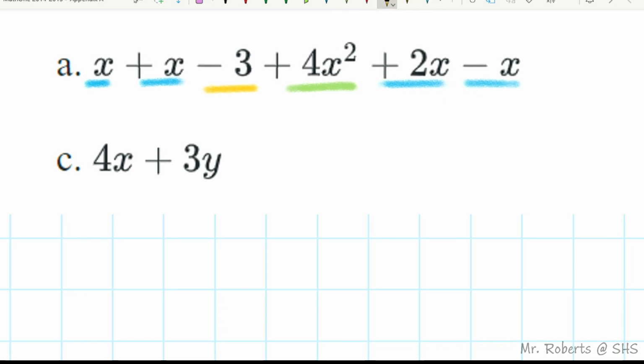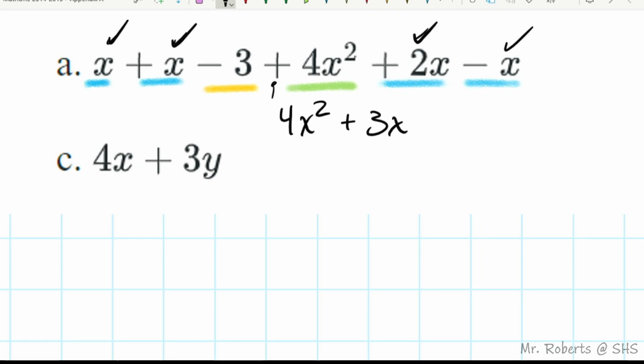So if I combine these together, I've got 1, 2, 3, 4 x's minus an x is going to give me a 3x. So this blue stuff is all 3x. Then the green is the 4x squared, and I probably would write that first. So I'm going to write 4x squared, and I can see it's positive. And I've got plus 3x. How did I get that? I've got an x plus an x plus 2x's, that's 4x, and then minus an x gives me the 3x. And then finally, minus the number 3. So there's A. I think this is right.